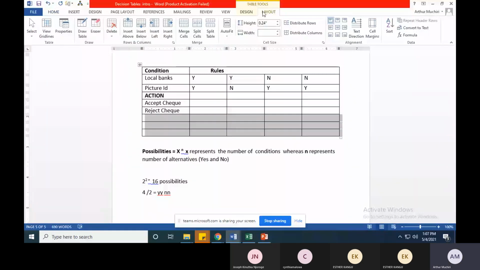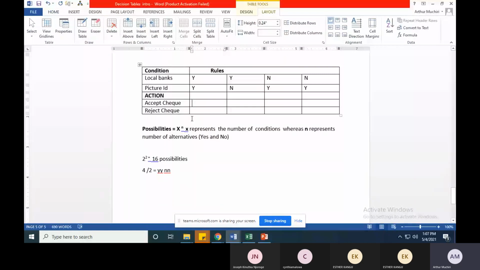So layout, delete rows. Yeah, I don't need those ones. So when are we going to delete? So this first column here, these ones we usually call them what? We call them action entries, the ones that are here. Actually, I don't need to. So these ones here, the ones that will come here now, are called action entries. They are going to determine when we are going to do this.